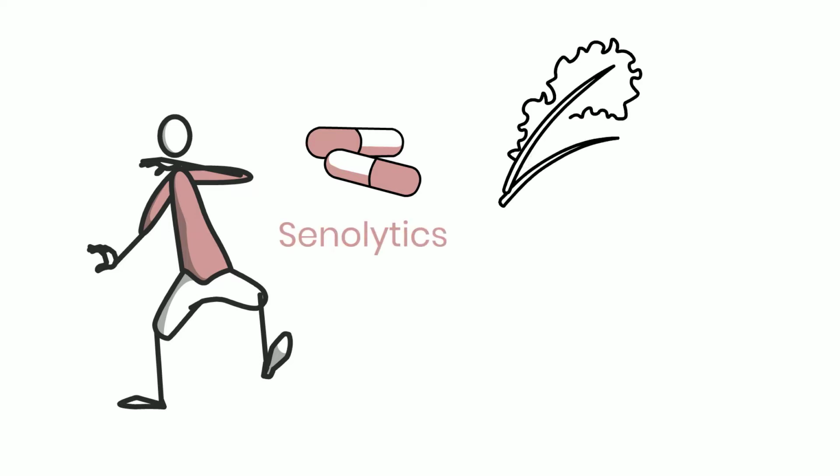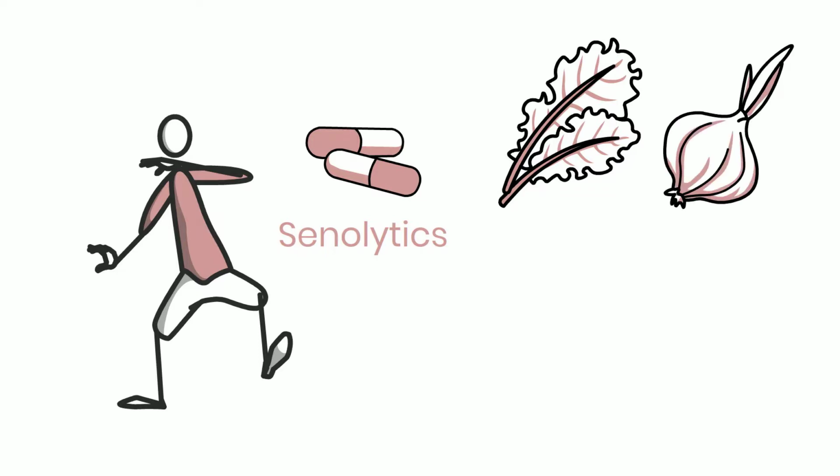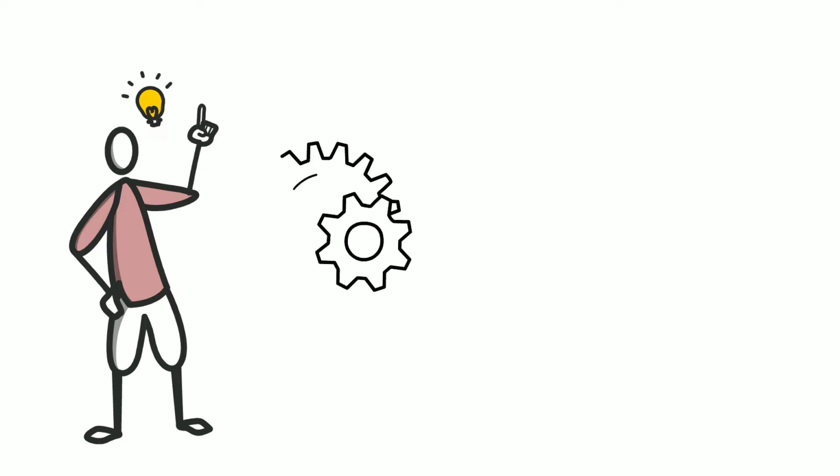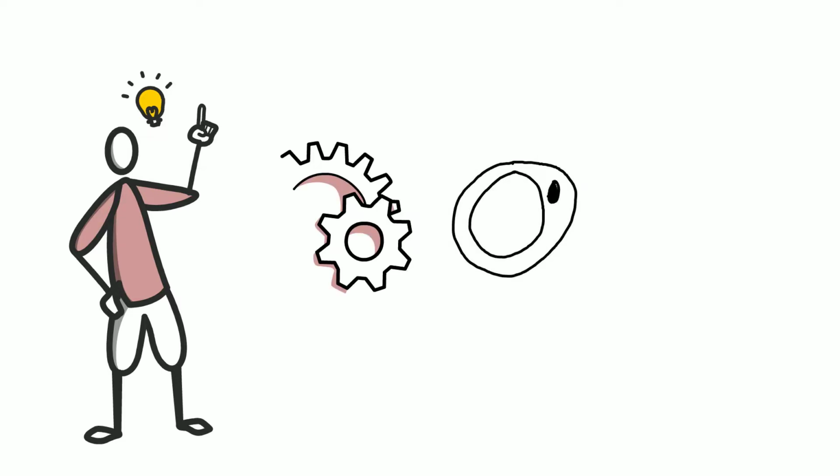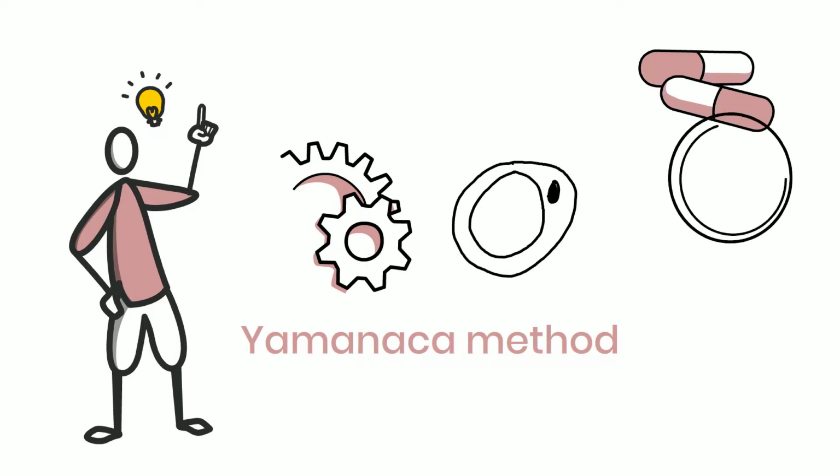Senolytics, or nutrients found in kale, red onion, or capers, are here to help. Another potential solution is to reprogram ourselves from the little seed that stayed intact since day one. This is called the Yamanaka method, and it's quite a new technology. Medicine is yet to provide a definitive procedure for this process.